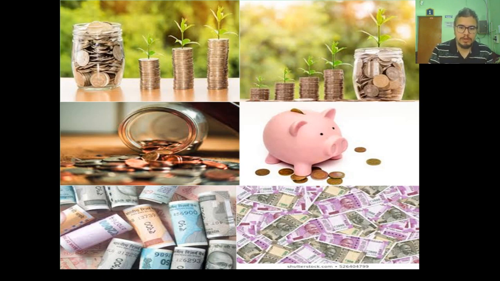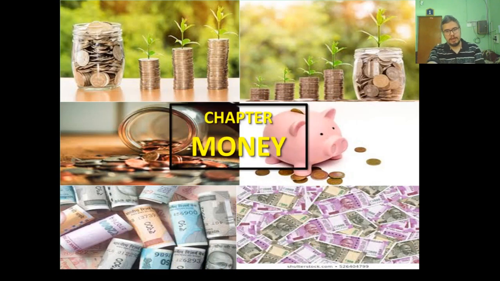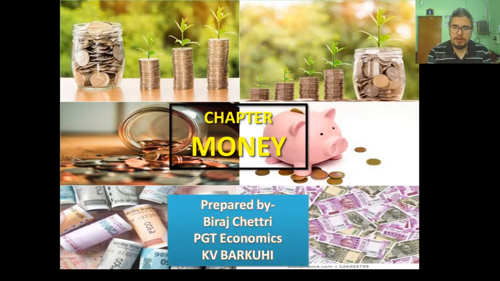If you have joined me for the first time today, then let me inform you that we have been discussing the chapter money, and we have already discussed the first part of this chapter, that is the meaning of barter system, its limitations, and the definition of money and its components. So that was the first part which we discussed in our previous class. Today we will be discussing the second part of this chapter. Without making much delay, let us start with today's lesson.